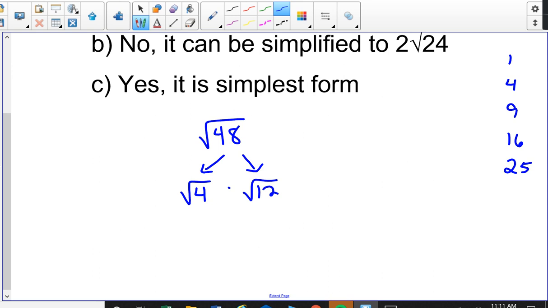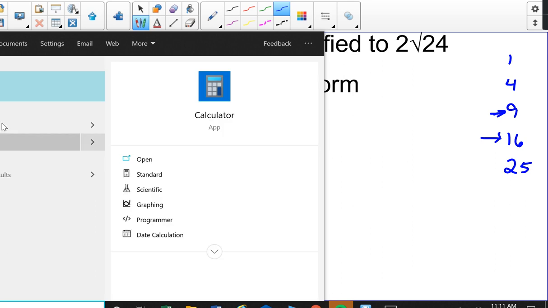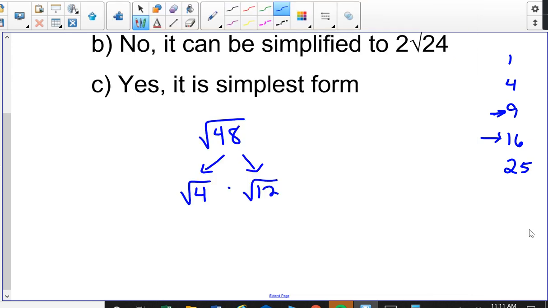Let's see. Is 48 divisible by 9? No. Is it divisible by 16? Yes. If you didn't know that, how would you figure that out? Well, you could have a calculator open with you and take 48 and divide it by 16 and check if you get a whole number. There I have it. I got 3. So that means that 16 times 3 will get me back to 48.